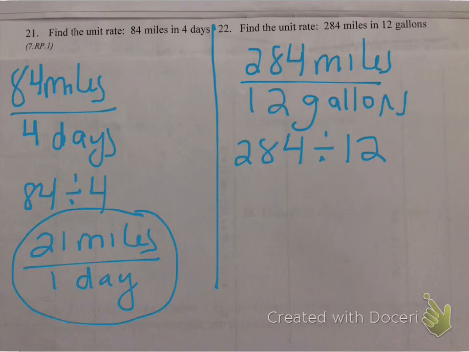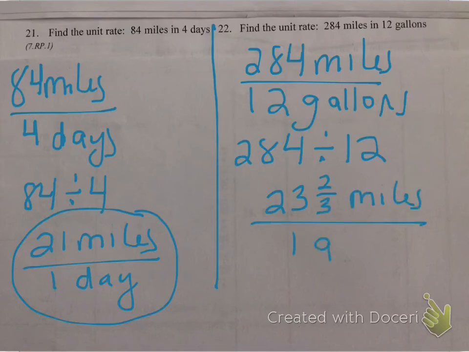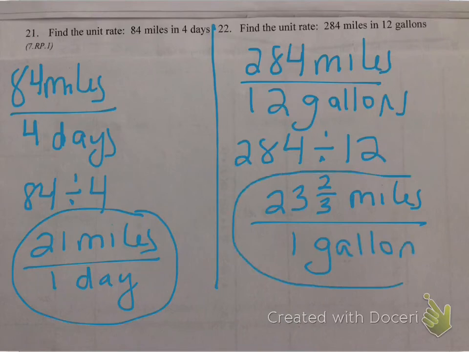It's 23.6 repeating. Okay, and if you used your calculator, you would see that, but we're not going to round that or anything. Why don't we just write that as a fraction? 23 and 2/3 miles per 1 gallon. Okay, and that one you would write as a mixed number, not an improper fraction, because we're talking about distance, and that's where you mix it. You leave it as a mixed number.